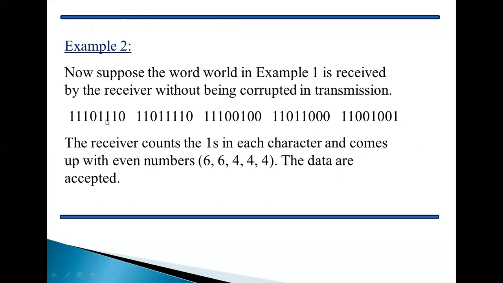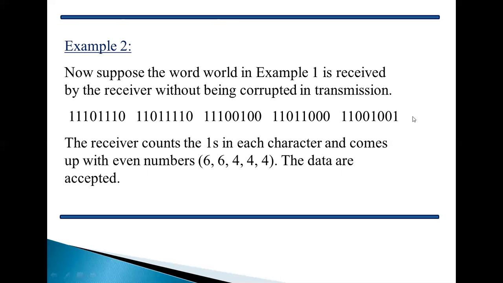1, 2, 3, 4, 5, 6. That means even. Okay. Next: 1, 2, 3, 4, 5, 6. 6 is an even number, that means 0. 1, 2, 3, 4. Even number, 0. 1, 2, 3, 4. Okay, 4 is an even number, 0. Okay. 1, 2, 3, 4. Okay, even number. Okay. The receiver counts.